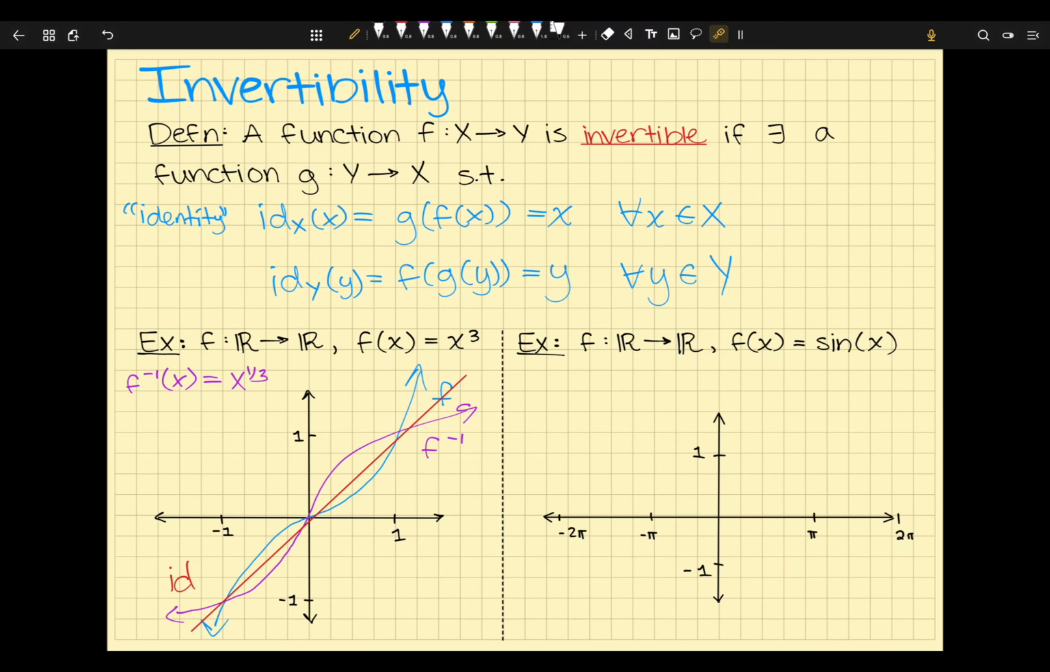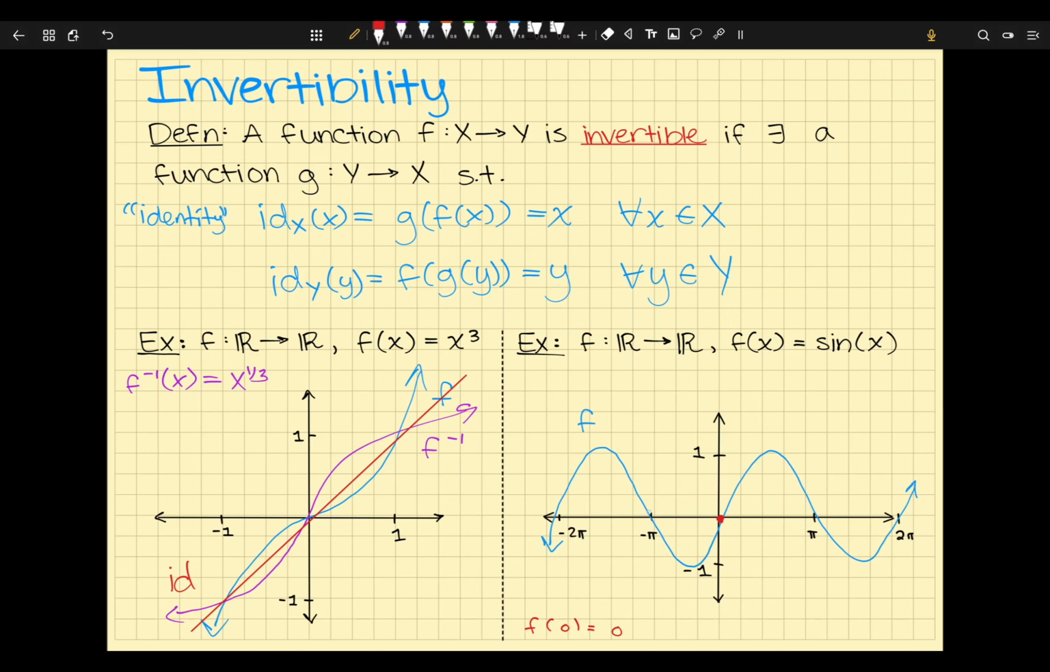Let's look at a function that is not invertible, namely the sine function. And if you don't know what the sine function is, that's okay. I'm just going to draw a picture for you, and that'll be enough. So sine looks, let's see, roughly like this. Now, why is this function not invertible? Let's look at 0. So f of 0 gets mapped to 0.